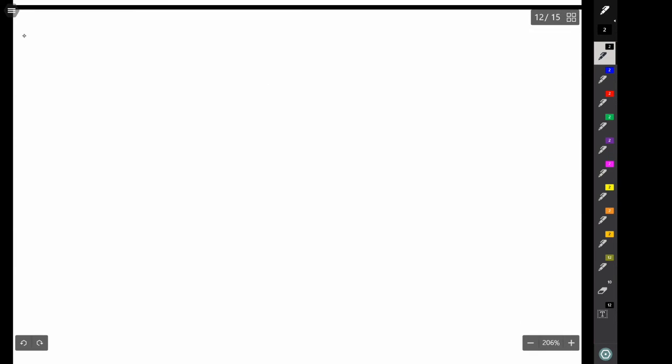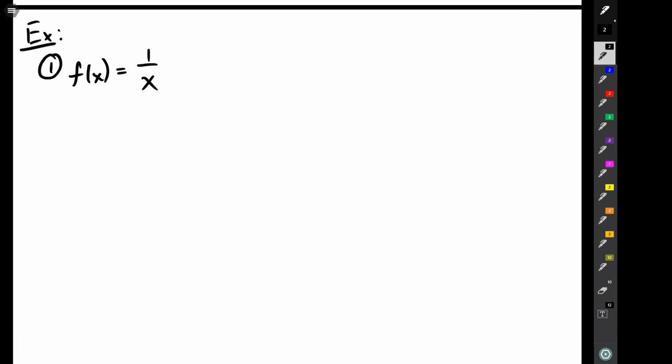So let's look at an example of that. Right? So a good example, remember I said that you might want to center a function somewhere else depending on where it's defined. Well, let's say we had the function f of x equals 1 over x, right?